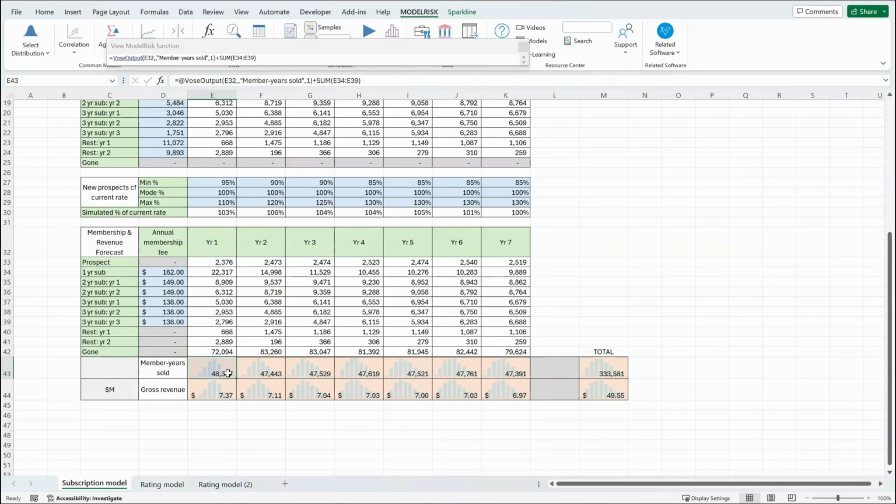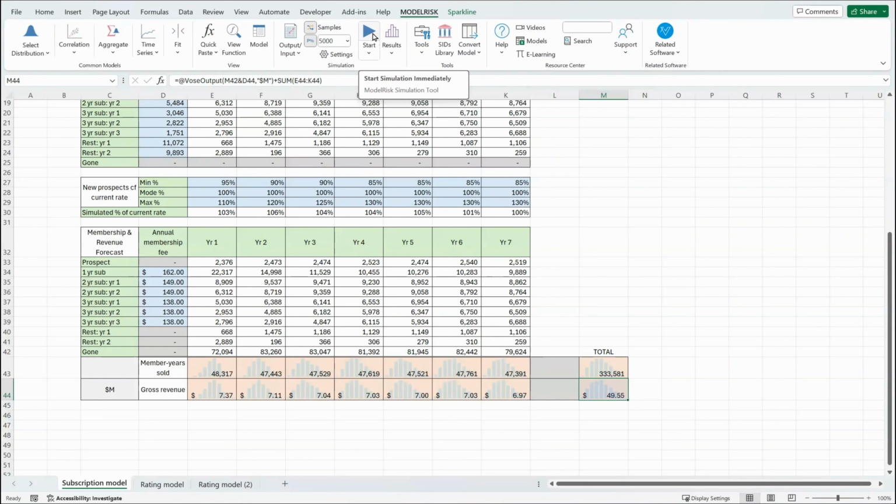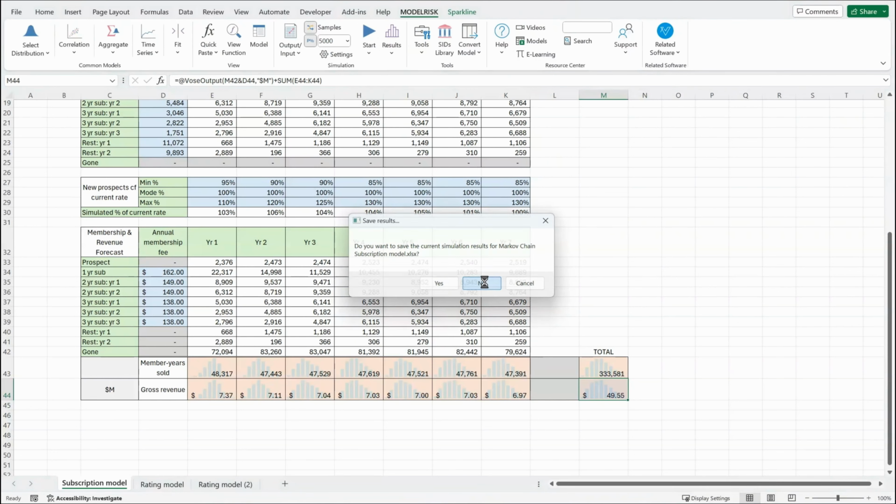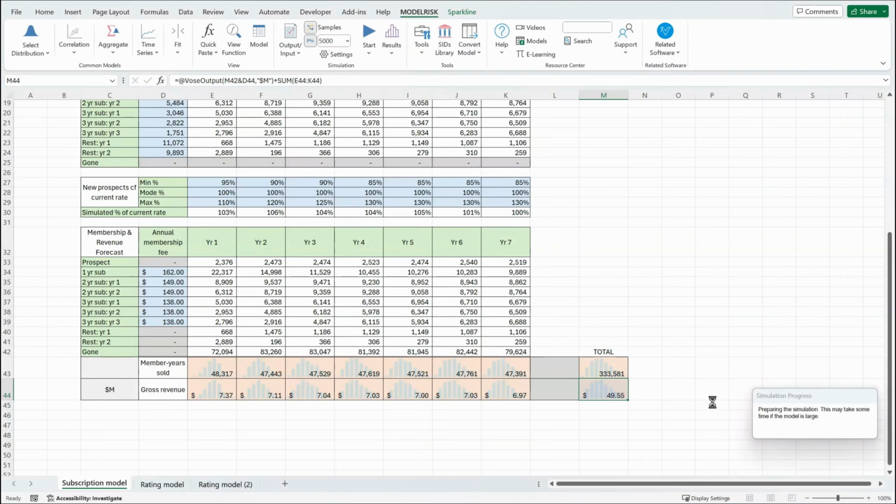We've done the same thing for the membership. And at the very end here, I've calculated the total number of members we would have had over the 7-year period and the total gross revenue we would have had as well. Again, these are both outputs. Then when I run a Monte Carlo simulation model, 5,000 samples.